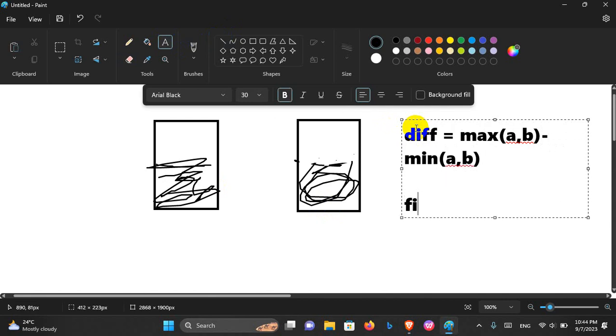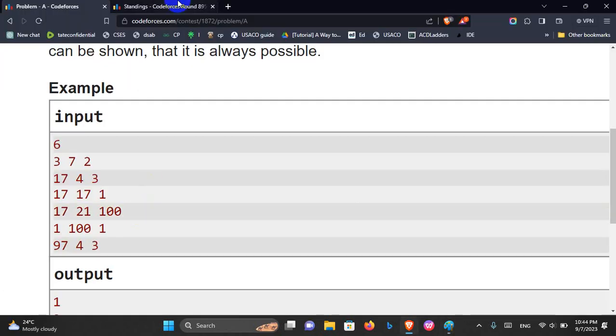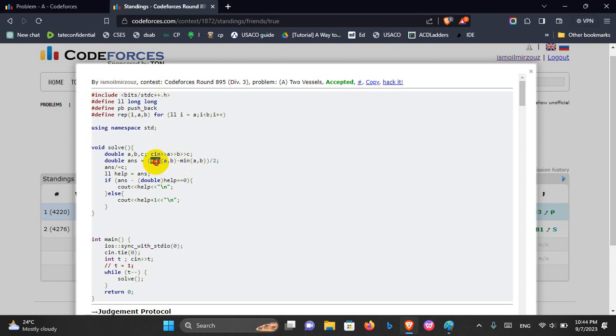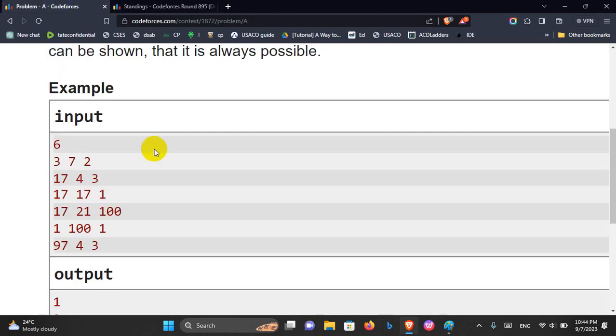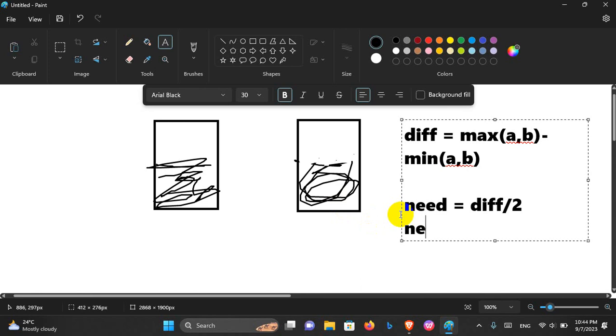With the difference, we don't need all of this. Actually, we need to make it half of this, the average of A and B. So it's the difference divided by 2. As you can see here in the code, I did the same. We have the maximum capacity of C, so we divide this need by C, and this would be our answer. But we need to print the answer as an integer.